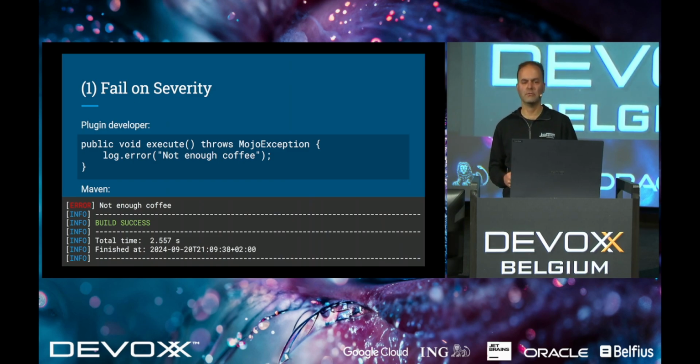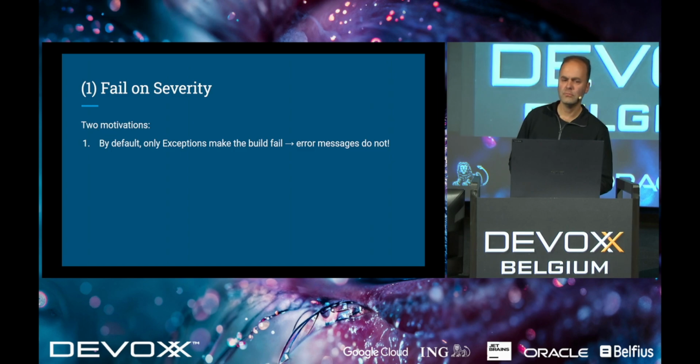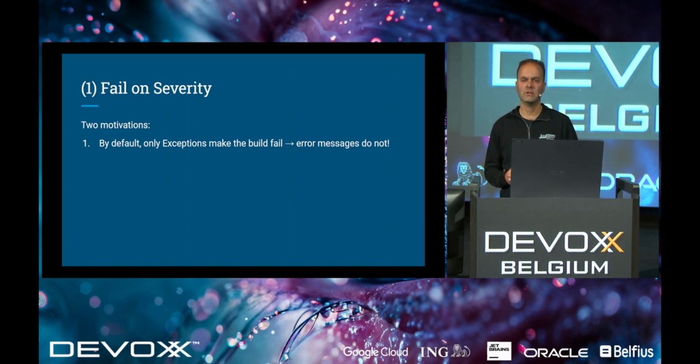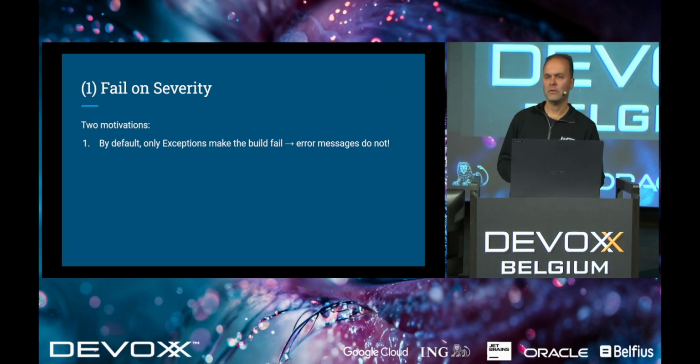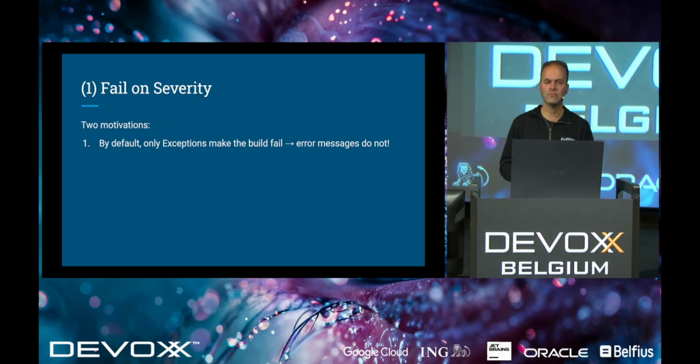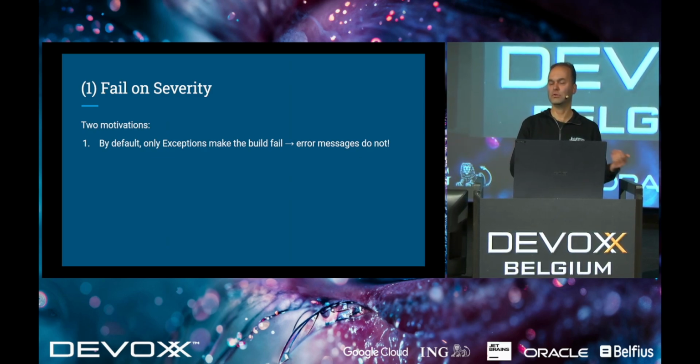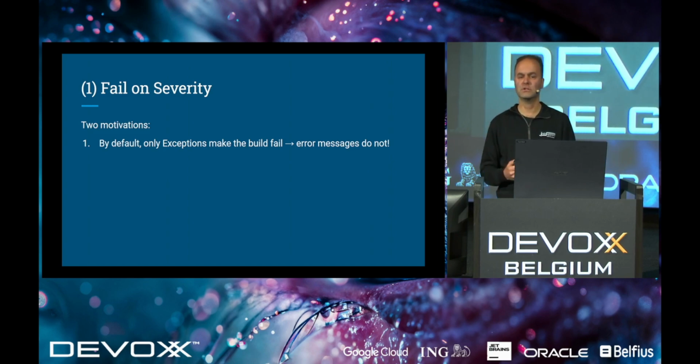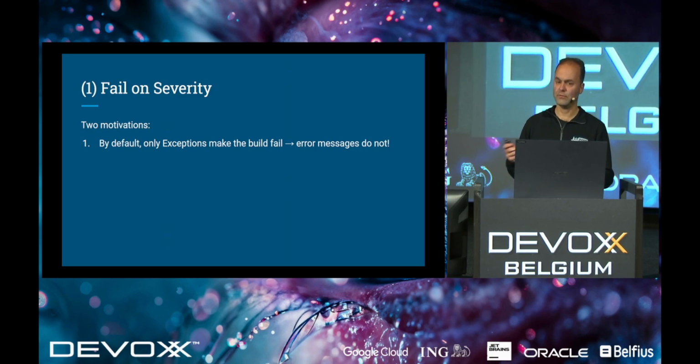When I first saw this, I was a little bit confused, but it turns out to fit perfectly well in Maven's philosophy. There's two motivations to change here. By default, the only way for a plugin to really fail the build is to throw an exception. And as we just saw, logging an error message will not fail your build. That's all fine, but you may have a different expectation.